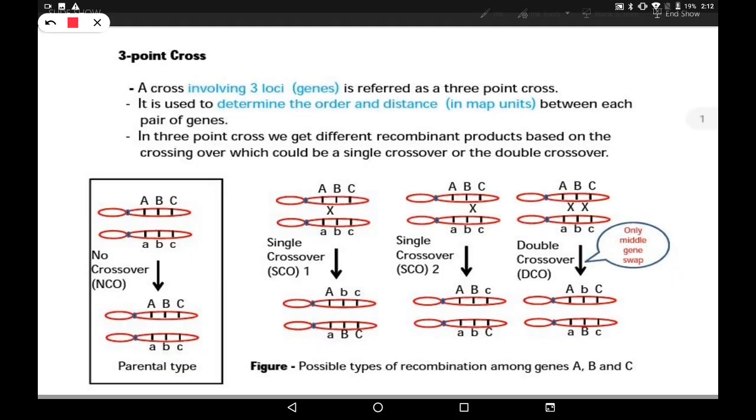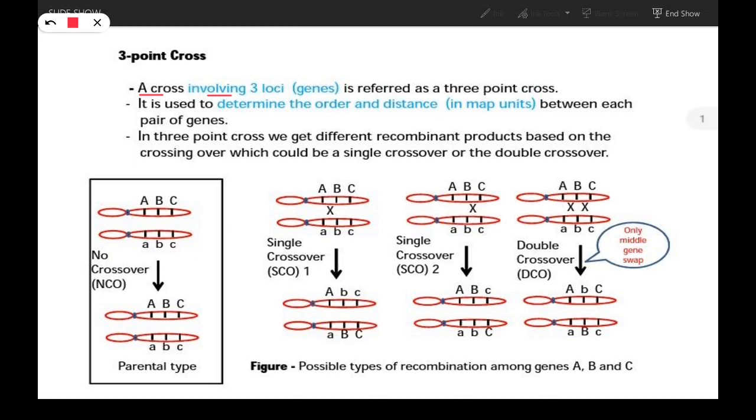A 3-point test cross is a cross involving 3 loci. Genes involved like this are referred to as a 3-point test cross. So it is simple: if crossing over involves 3 loci, then it is referred to as a 3-point test cross, right? It is used to determine the order and distance in the map between each pair of genes.